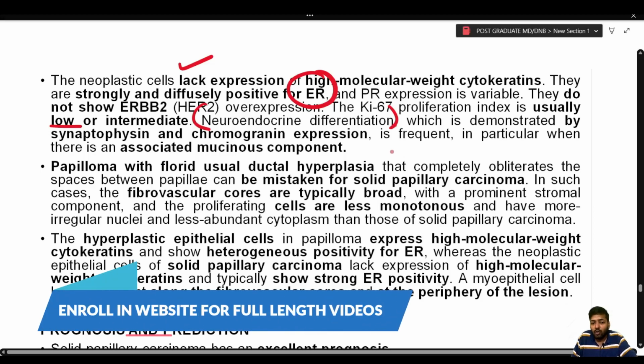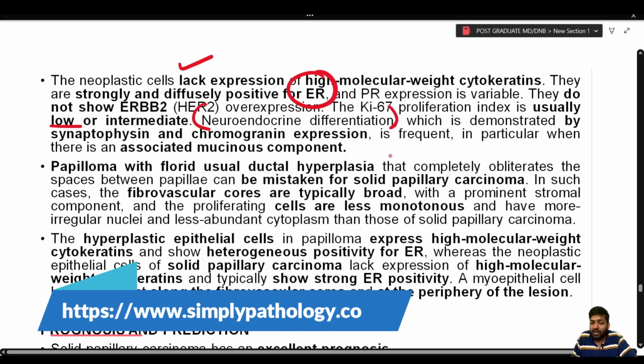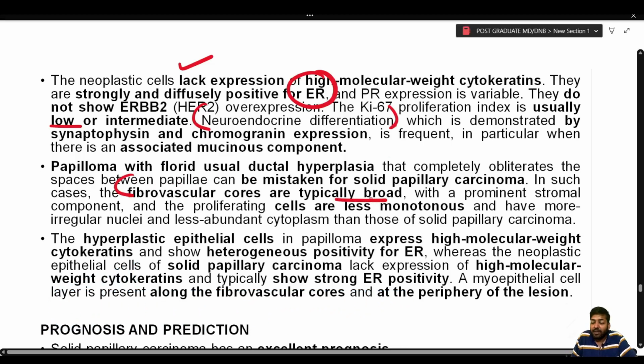Papilloma with florid UDH that completely obliterates the spaces between papillae can be mistaken for solid papillary carcinoma. In such cases, the fibrovascular cores are typically broad with a prominent stromal component, and the proliferating cells are less monotonous and have more irregular nuclei. Not only that, they will show the presence of myoepithelial cells in a papilloma with florid UDH, whereas over here it may or may not be present.